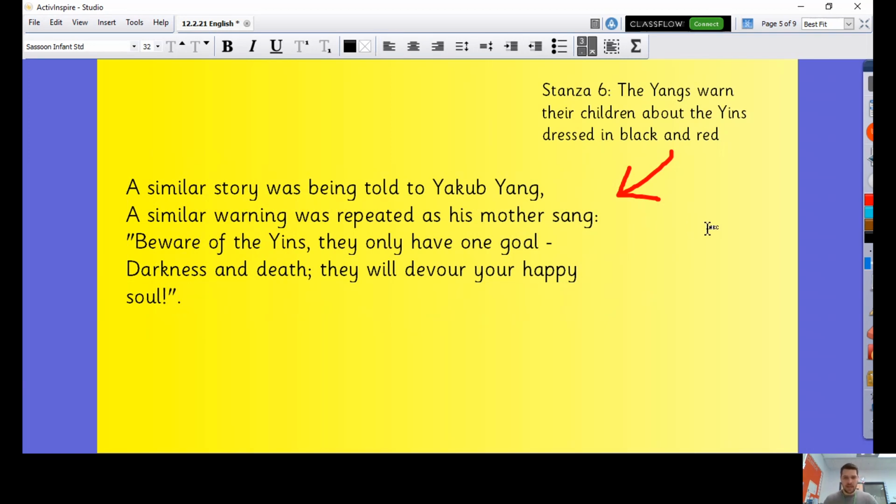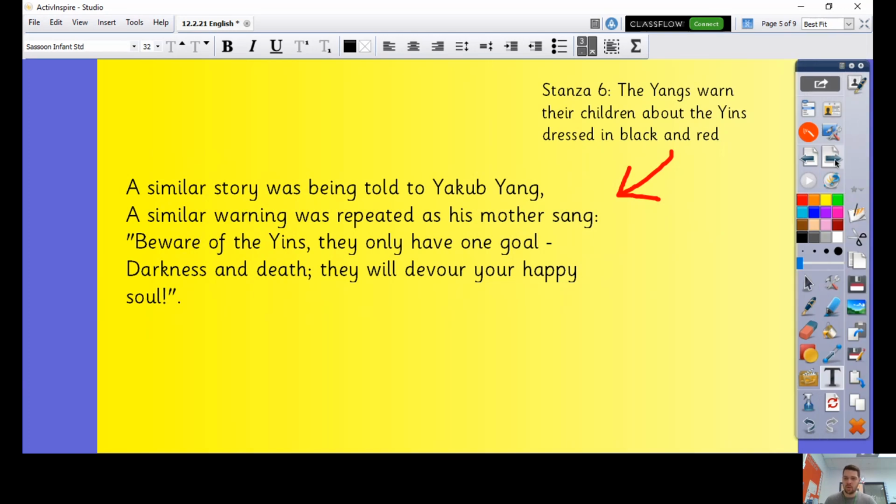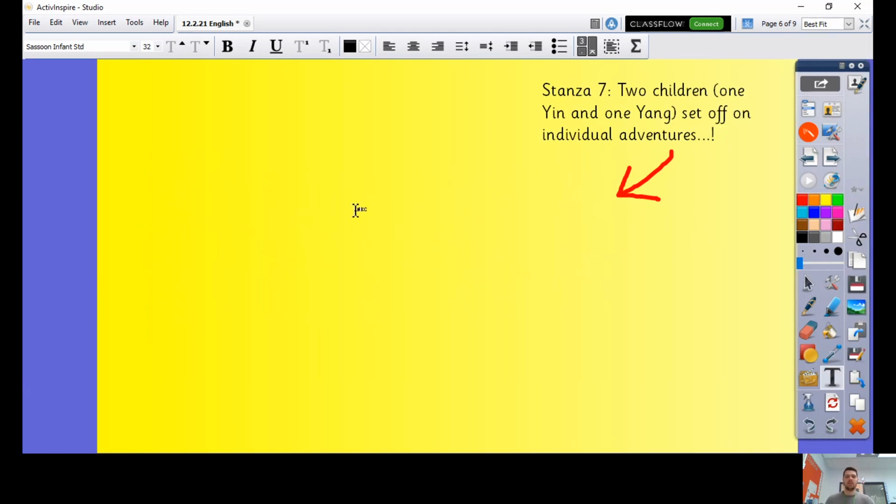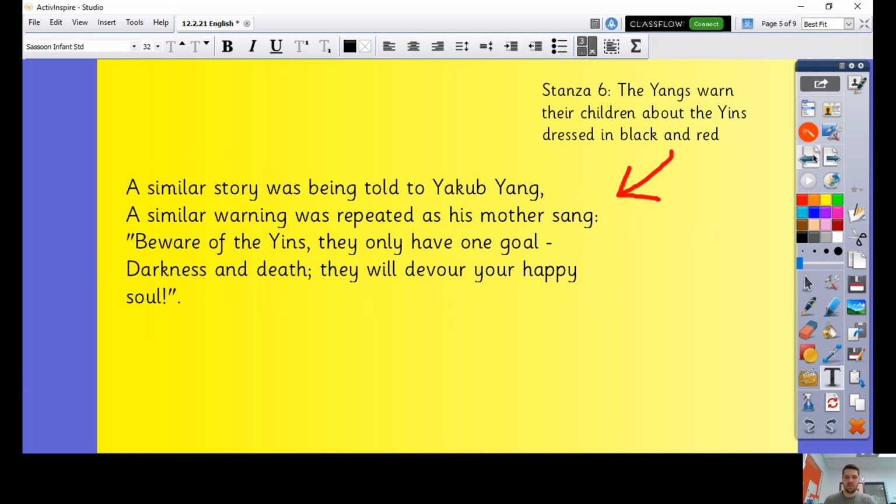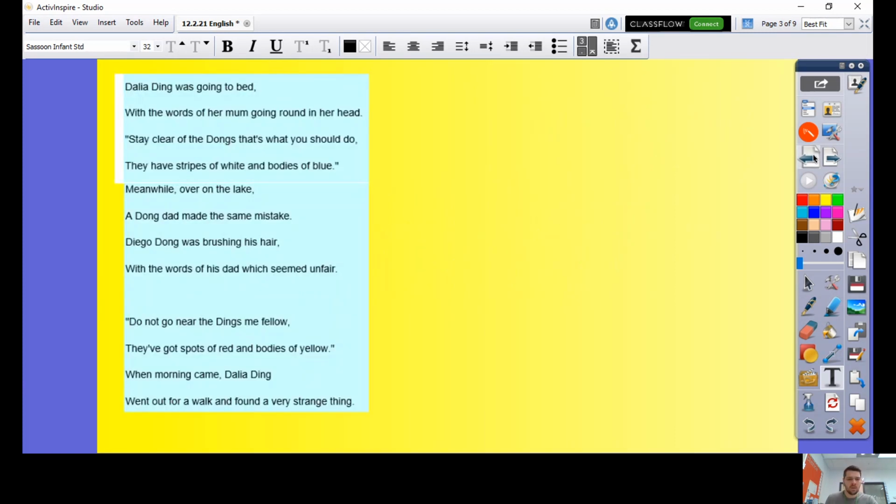Okay, again, I would pause it there. Remember, you don't need to completely rewrite it. Magpie whatever you want there. Try and add in your own adjectives and figurative language, and then join me for the final stanza. So the two children set off on an adventure now.